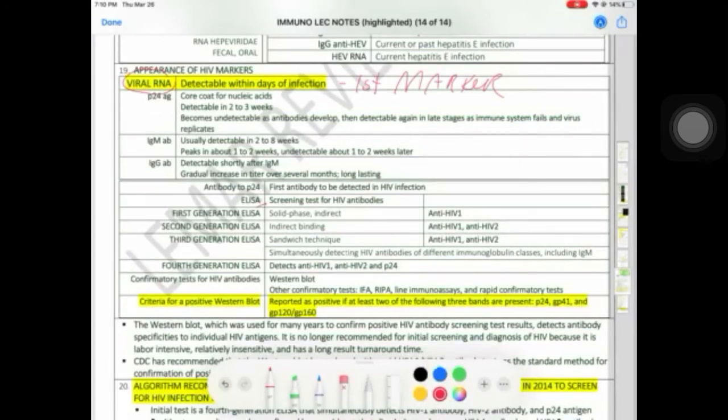For ELISA test, we have the first generation ELISA. Anong dinidetect nito? Anti-HIV 1. Second generation ELISA, anti-HIV 1 and 2.